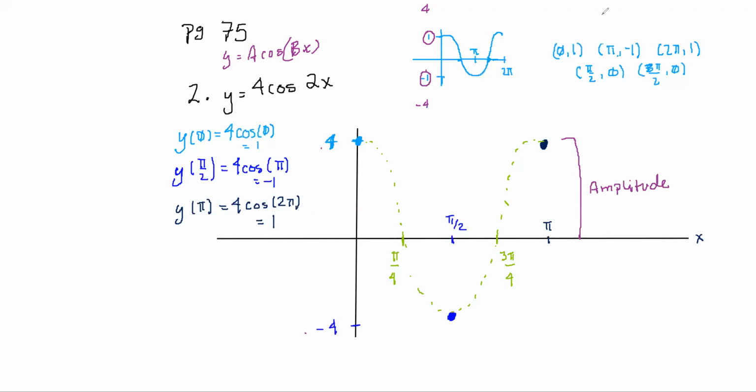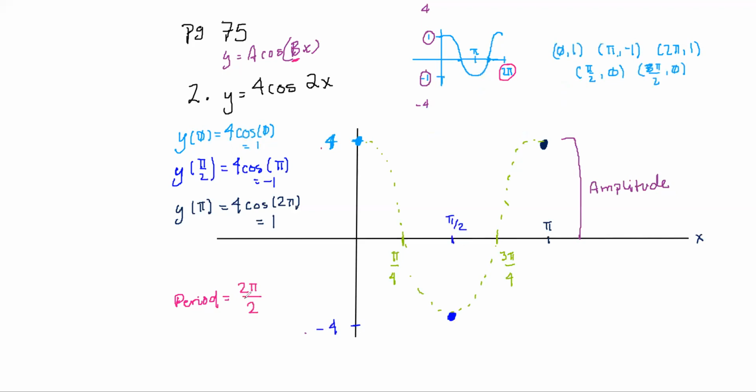That being said, this b here is going to be referring to the period. We know that the period of this is 2 pi. We have one wave every 2 pi for the x. So the period here is going to be 2 pi divided by b. In this case, it's 2.